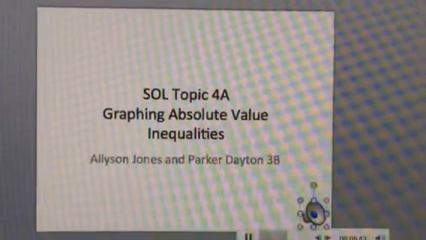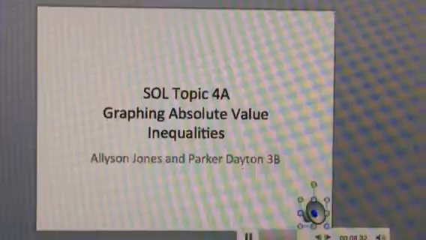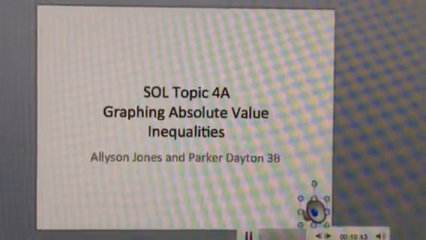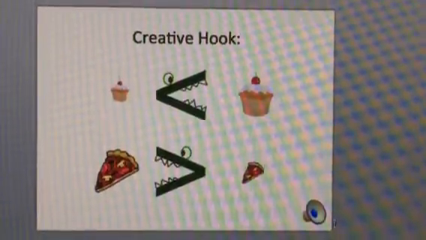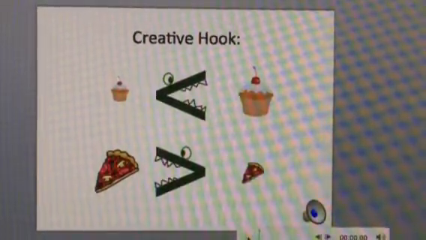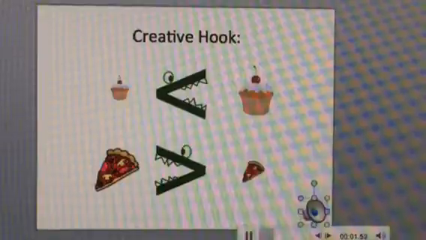SOL Topic 4A, Graphing Absolute Value Inequalities by AllysonJ and ParkerD. This is our creative hook.